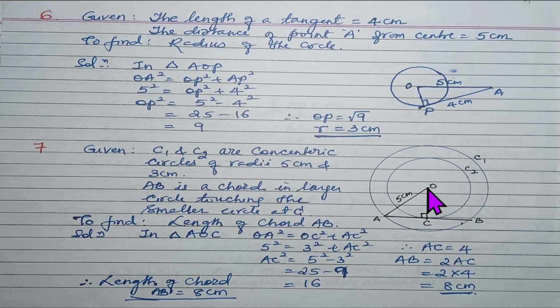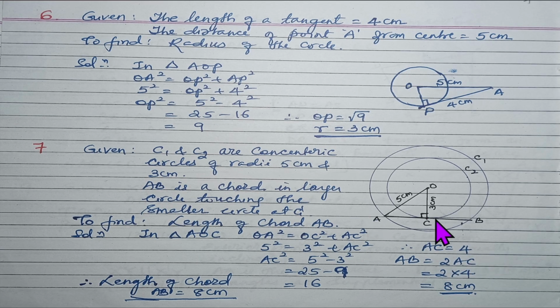It's very simple again. OC is the radius of the inner circle, and also OC is perpendicular to AB because C is the point of contact of the chord AB, which is the tangent to the inner circle, and therefore angle OCA is 90 degrees. OA is the radius of the bigger circle, and therefore AOC forms a right angle triangle, and in this right angle triangle, if we apply the Pythagoras theorem, then we have 5 square is equal to 3 square plus AC square, or AC square is equal to 5 square minus 3 square, and that is equal to 16, and therefore AC is equal to 4 centimeters.